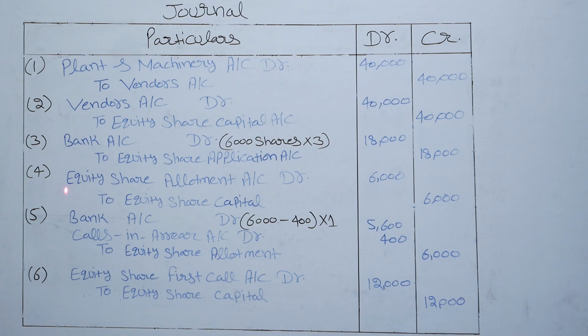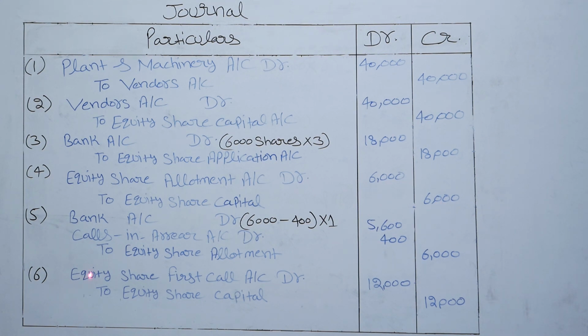Next entry on allotment due. So entry will be equity share allotment account debit to equity share capital. Per value of share on allotment is 1. So number of share is 6,000 into 1 rupees per share. So in this way we get 6,000 debit and 6,000 credit.